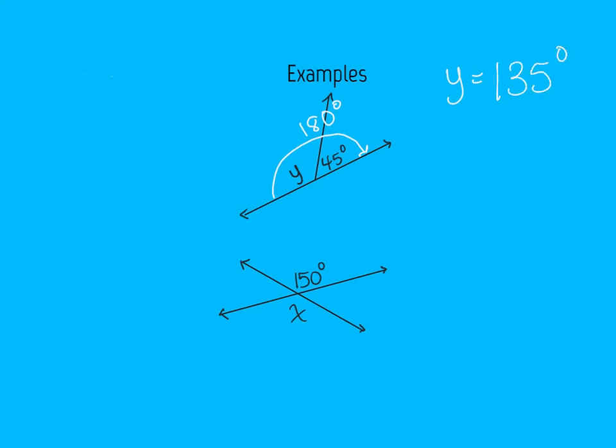Okay. All right, the next one down here, we're looking for the measure of angle X. Okay, and the other information that I have is this angle measure here. I notice that they share a common vertex. They're formed by intersecting lines, so they're vertical angles, and vertical angles are congruent. Remember, that's the symbol for congruent. So therefore, X equals 150 degrees.